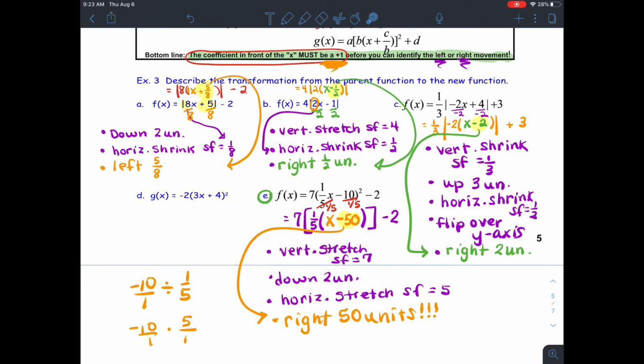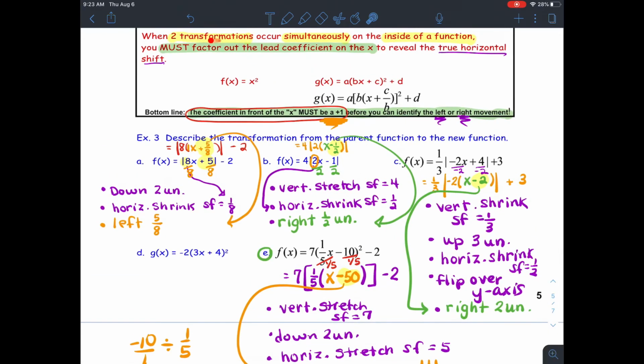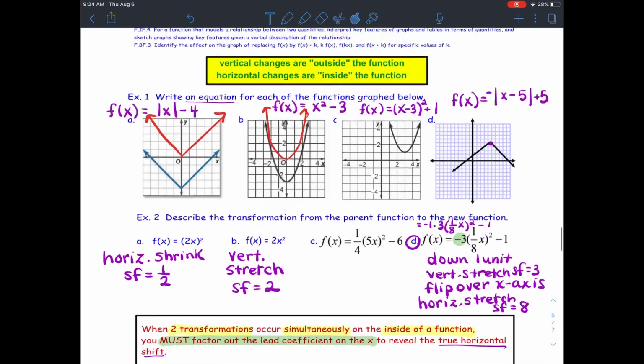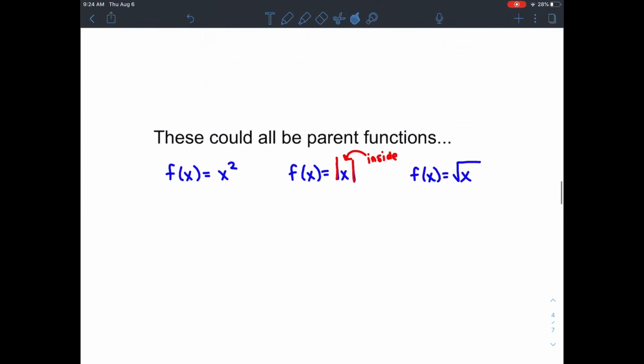50 units. So I would encourage you, when you start the worksheet tonight, to go through and look at all the problems. I think there's close to 5 problems that have this situation happening, where there are 2 transformations occurring simultaneously on the inside of the function, and it will require you to factor. I would go through, pick out all those, and circle any of those problems on the worksheet so that you remember you have this extra step of needing to factor before you reveal the true horizontal shift.